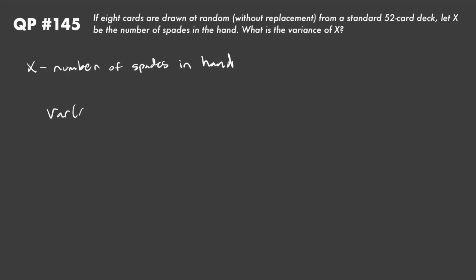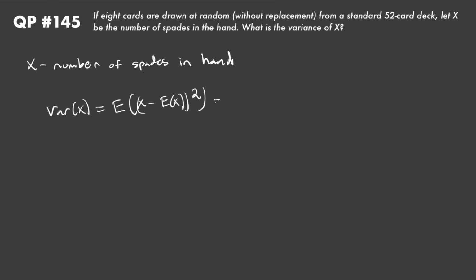We're trying to find the variance of X, which is just equal to the expected value of X minus the expected value of X, all squared. Or you could write this as the expected value of X squared minus the expected value of X, all squared. In either case, if you wanted to calculate these straight up, it's pretty much going to be almost impossible. These are going to be huge hypergeometric sums that you're taking with huge numbers.